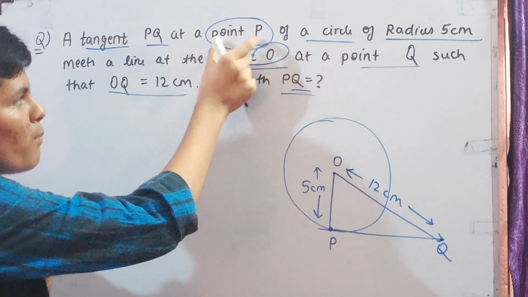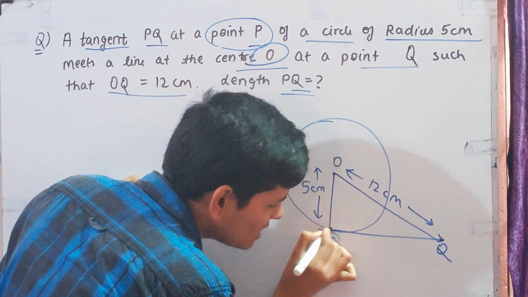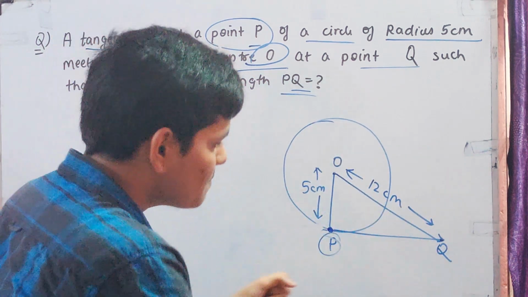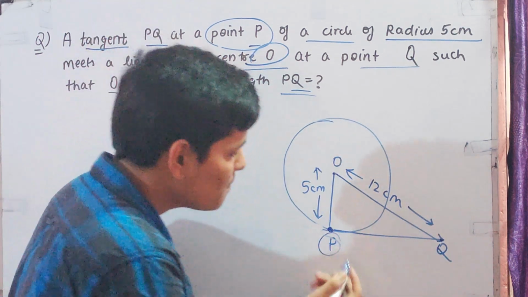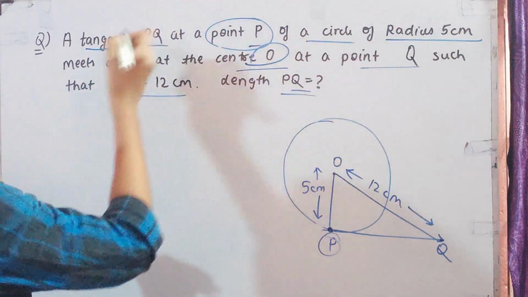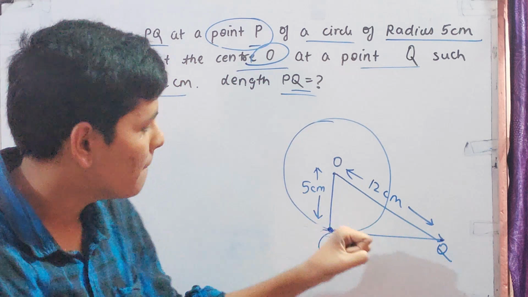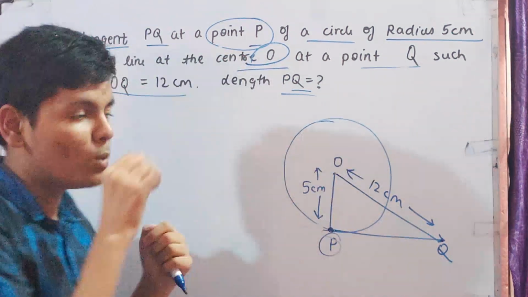It means that this point P is on the circle. This point over here, this is P. Hence, the tangent PQ means there is a tangent which is PQ. Q is somewhere away, Q is elsewhere, but point P is on the circle of radius 5 cm. This tangent meets the line at the center O.